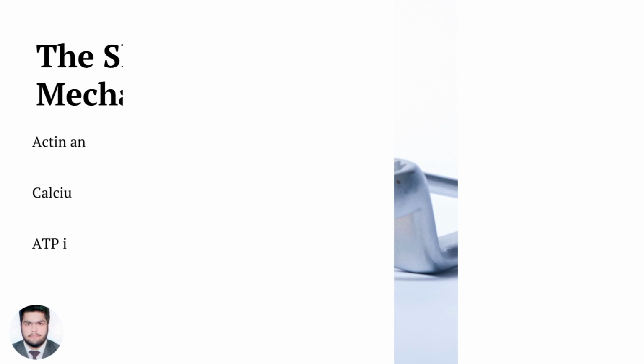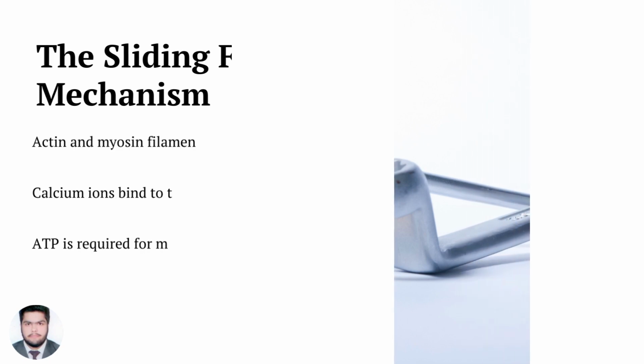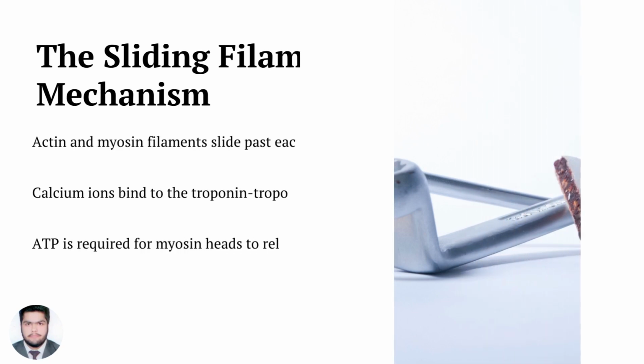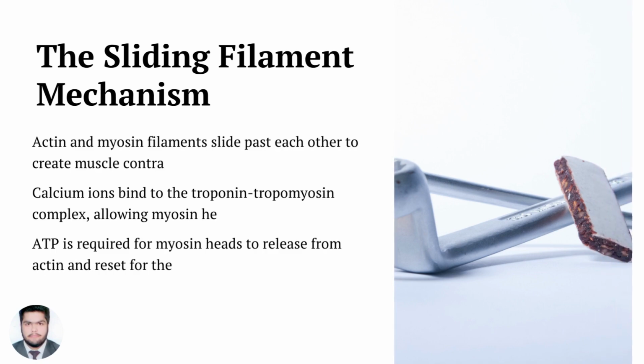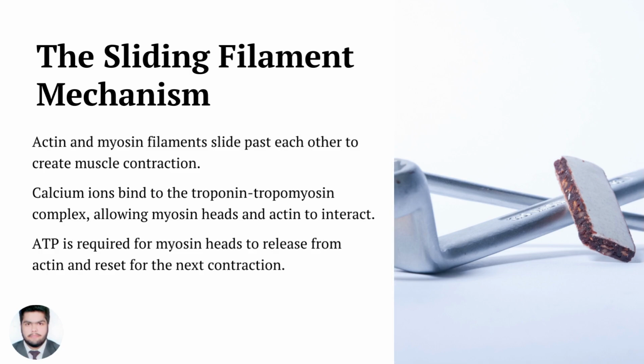The sliding filament mechanism. Actin and myosin filaments slide past each other to create muscle contraction. Calcium ions bind to the troponin and tropomyosin complex, allowing myosin heads and actin to interact. ATP is required for myosin heads to release from actin and reset for the next contraction.